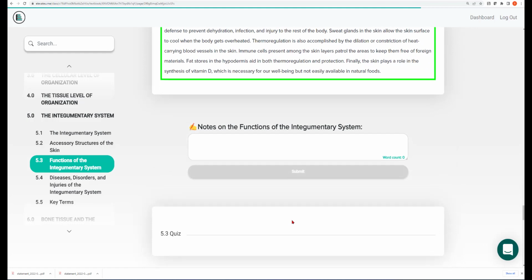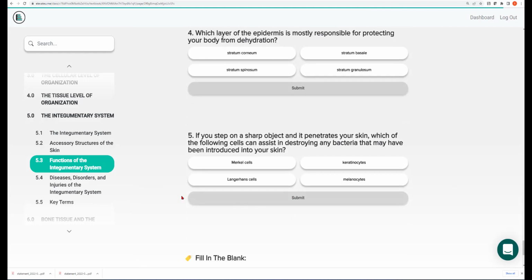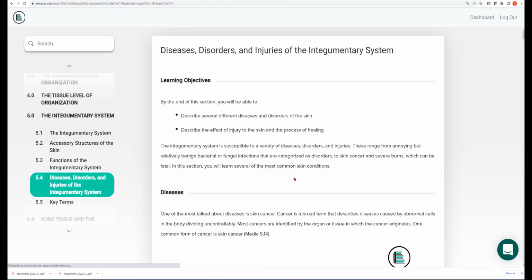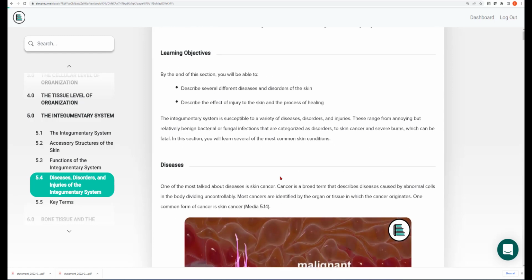That's the end of 5.3. Last section, 5.4. Let's go through some of these diseases. We'll start off with skin cancer.